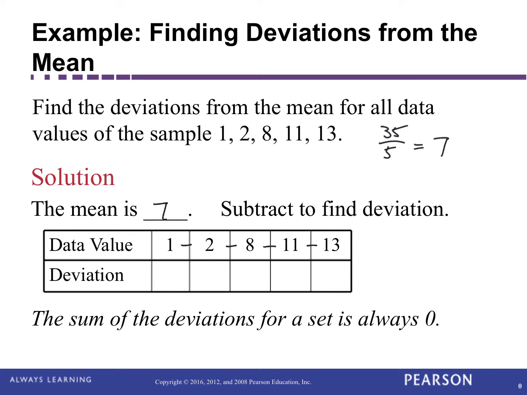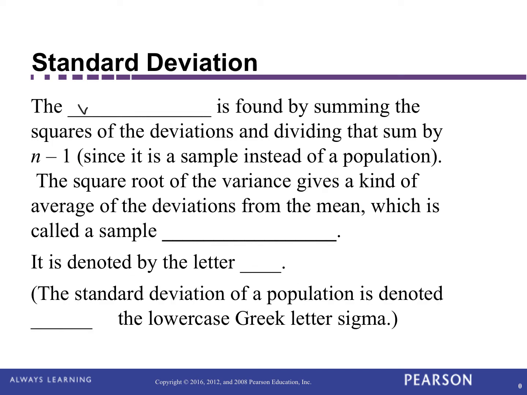So subtracting, if the mean is 7 and the data value is 1, then the deviation is 6. That's 7 minus 1. 7 minus 2 is 5. 7 minus 8 is negative 1. 7 minus 11 is negative 4. And 7 minus 13 is negative 6. So there are our deviations. The next word is the variance.